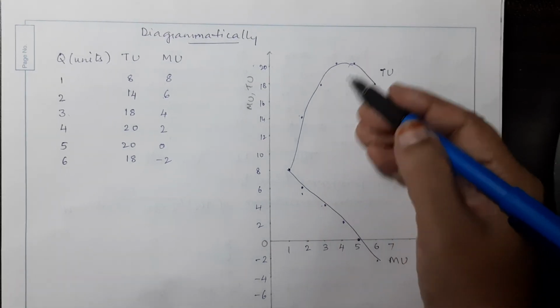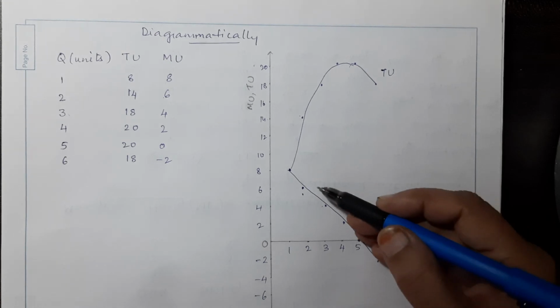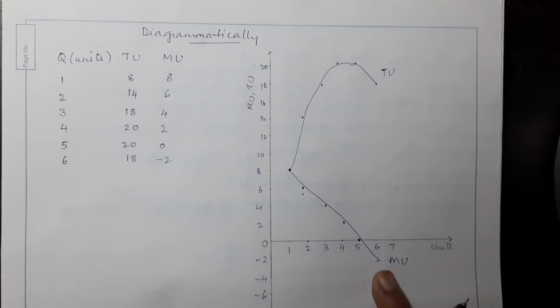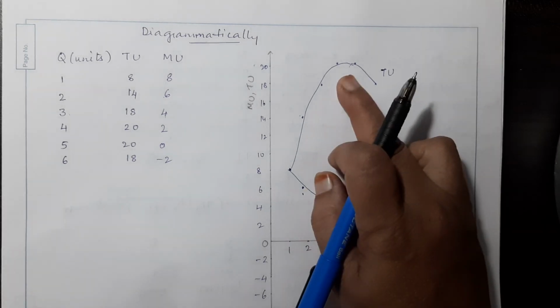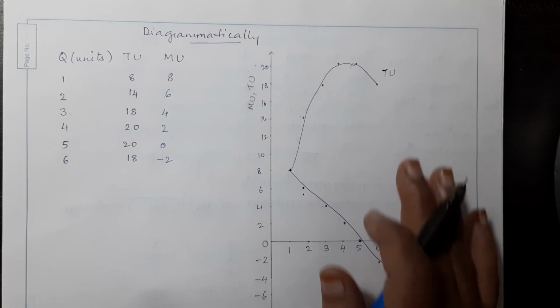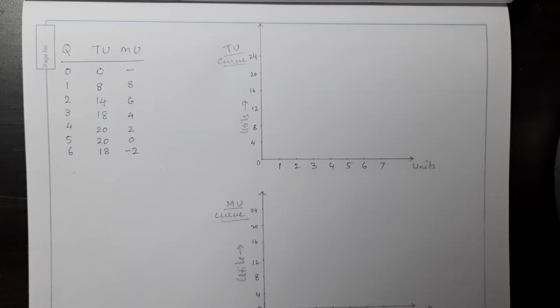So what's happening? TU is going up and MU is coming down. It is also becoming 0 or negative. So MU can become negative. But TU, it will go up, it will not become 0. Since the total utility means the sum of the utilities, so it can never become 0.